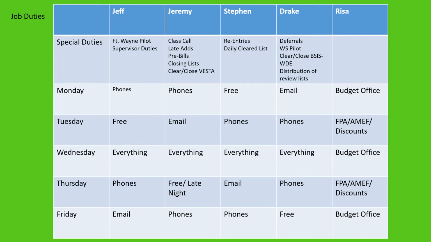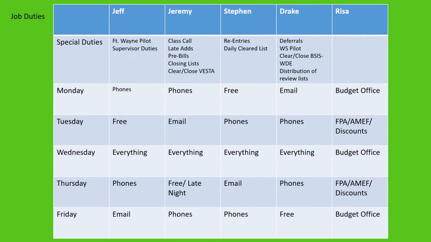And as you can see from this chart, those duties are divided up so that for the four full-time individuals, there's always one person on emails, one person on a free day, and two people manning the phones. Risa is a little bit different. She splits her time between budget office and student accounts class starts. And the student worker focuses more on the busy work, mainly some forms we have to process known as the FBA, AMEF, and discounts.